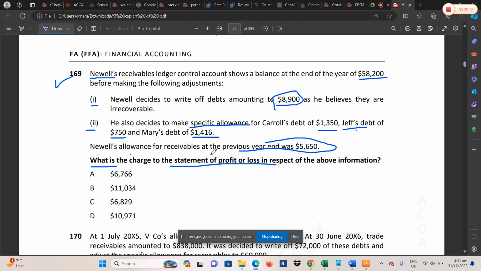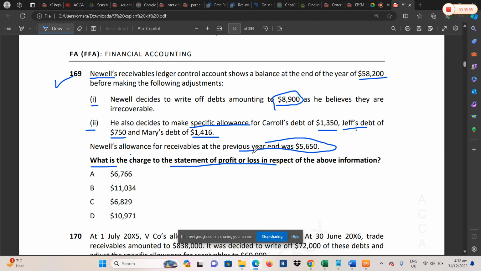One of the allowances is this. He said that the allowance for receivables at the previous year end was 5650. Now we need to figure out whether this 5650 is our opening allowance or our closing allowance. As it says in the question that 5650 was the allowance at previous year end, this means that the end of the previous year is the start of this year. For example, in December 2022, the year end allowance was 5650, so at the start of the new year, in January 2023, the allowance will be the same 5650.